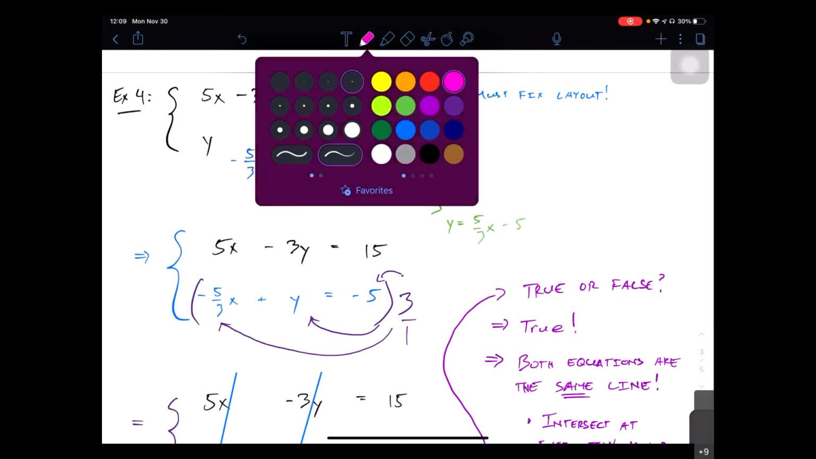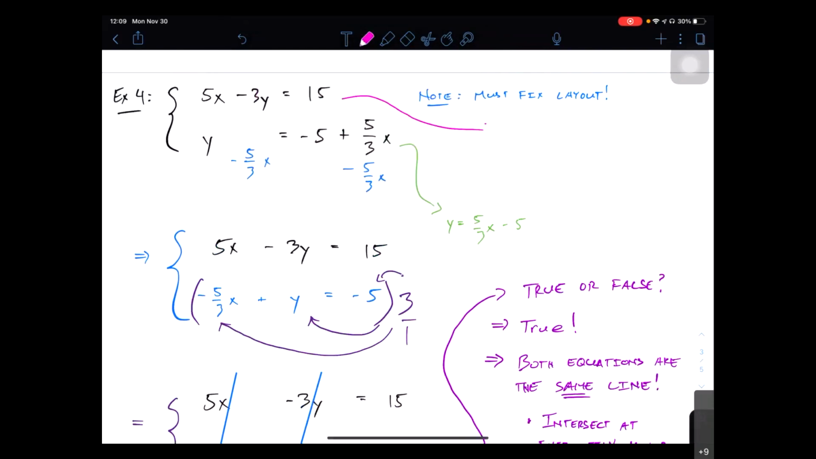Would you be able to scroll down a little bit so that way I can see the rest of the screen? Sure.